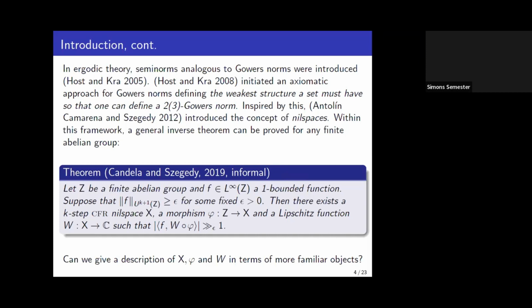They wanted to define the weakest structure a set must have so that you can define a Gowers norm on it. And this was the inspiration of Antolín Camarena and Szegedy to define nilspaces, which generalized the work of Host and Kra to any step. And then the theory of nilspaces, as you have seen, has grown very quickly. You have, for example, in topological dynamics, the series of papers of, for example, Gutman, Manners, Varjú that have a very interesting treatment of that.